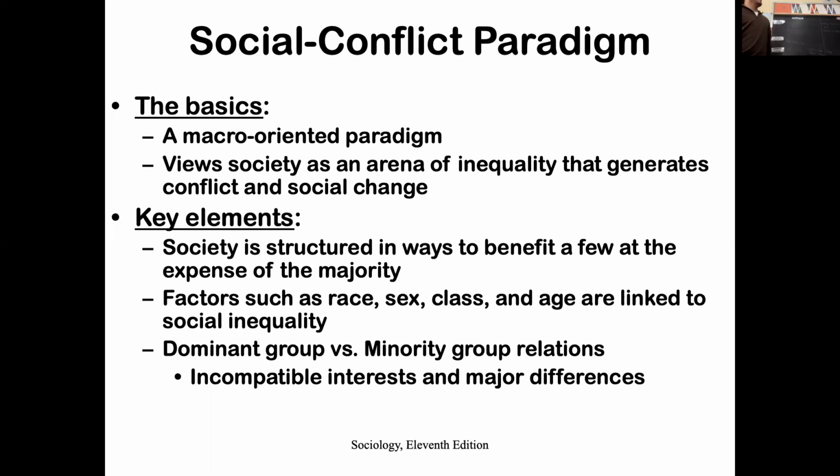So key elements: society is structured in ways to benefit a few at the expense of the majority. Again, looking at the bourgeoisie and the proletariat, this constant fight and struggle between the two, and how the working class, as an example of the economy, is constantly trying to seek better compensation, better working hours, better benefits, and this is a constant struggle.